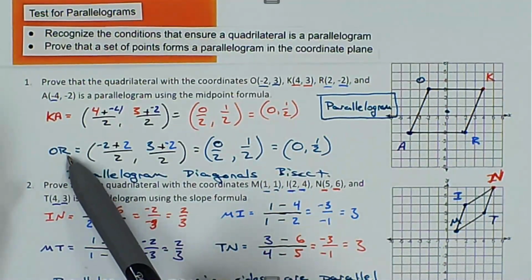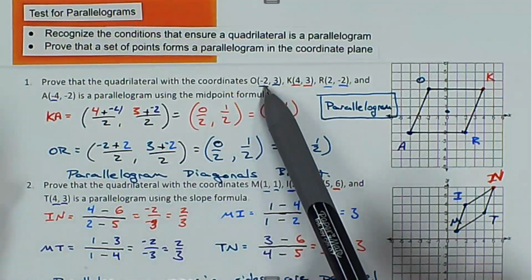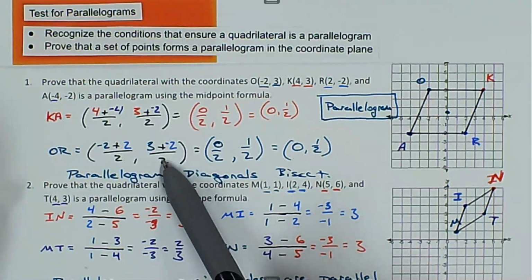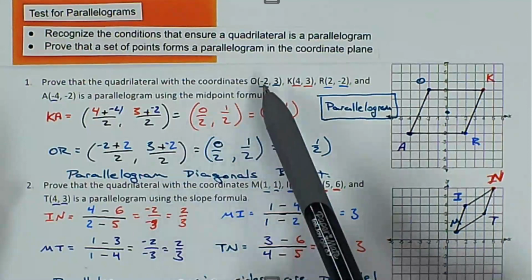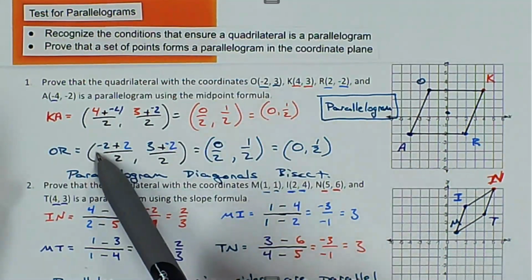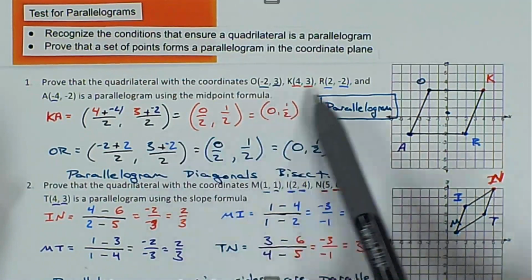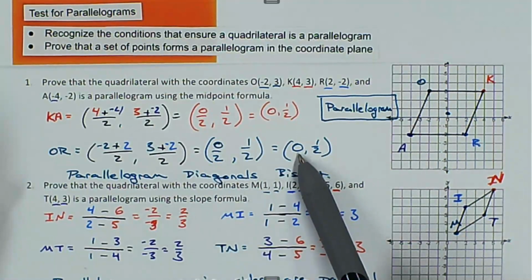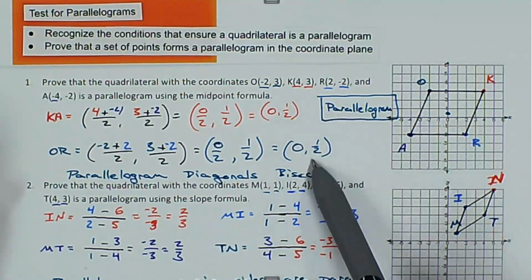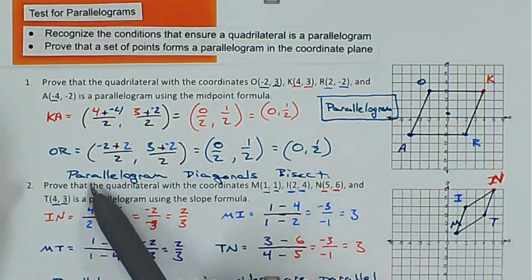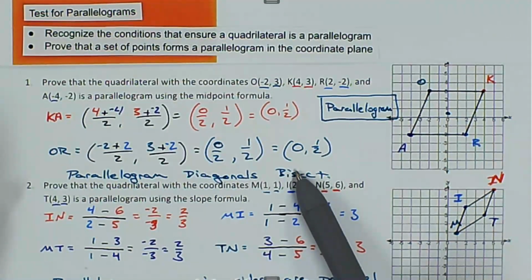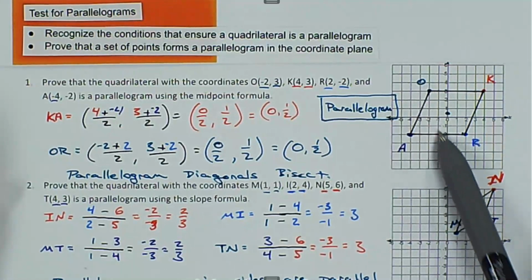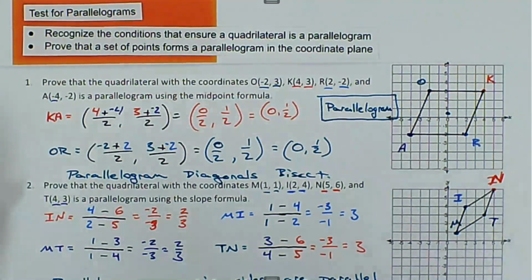Then we want to check OR. So the coordinates for O, again, the things that never change, plus, divide by 2, plus, divide by 2. The x value of O is -2, the y value is 3. Coordinates for R, x value is 2, y value is -2. And again, we get the coordinate of (0, 1/2). So that's the same coordinate. Because it's the same coordinate, that is a parallelogram because diagonals bisect. Both the midpoint of AK and the midpoint of OR are in the same location. So that is a parallelogram.